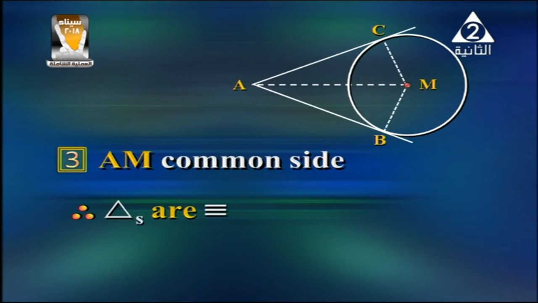When the triangles are congruent, then AB equals AC. And in this case, we can say that if you have two tangents drawn from a point outside the circle, their lengths will be equal.